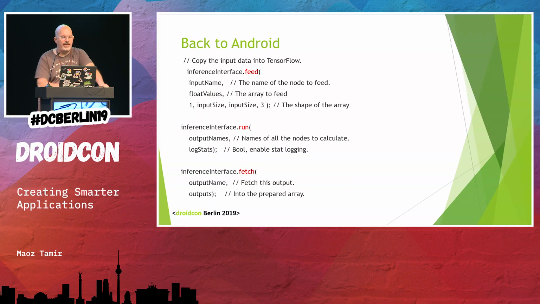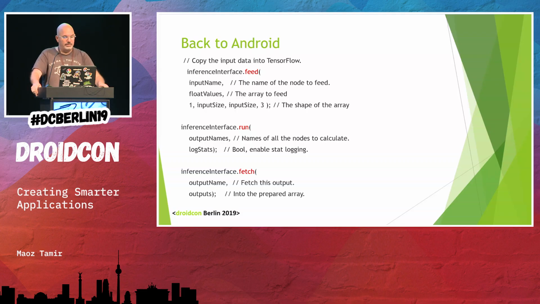Now there are three things that need to be done here. First, the feed, where you actually feed in the input information. In this example, we used an actual image that comes from the camera.